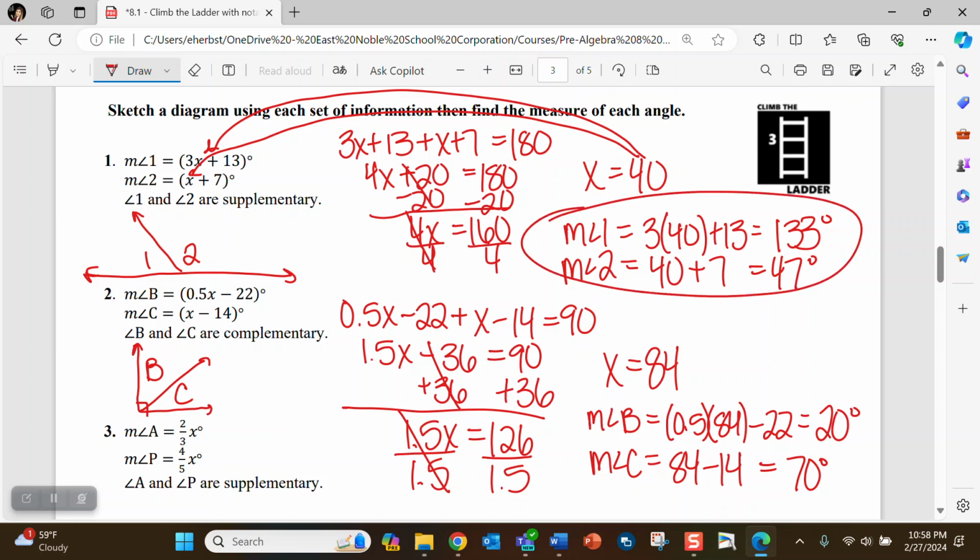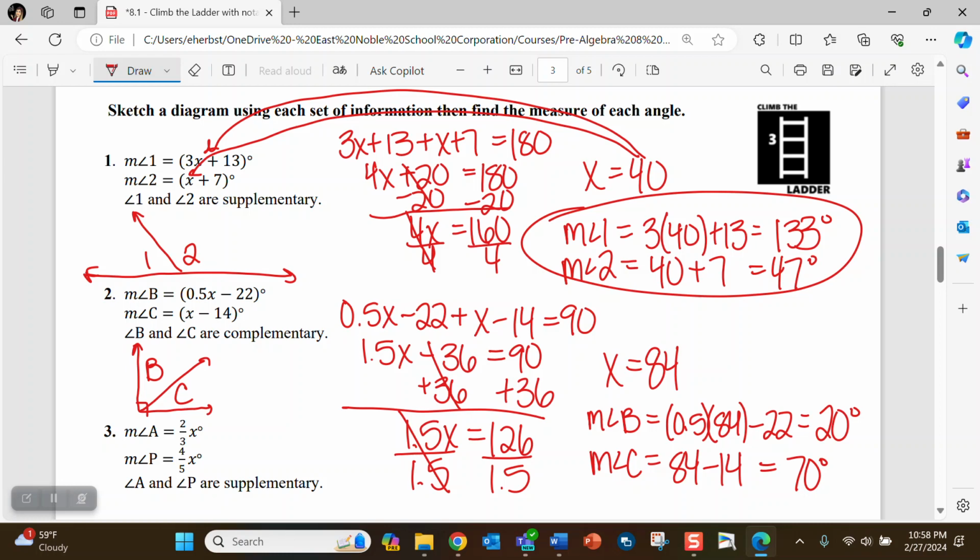The measure of angle 1 is 3x plus 13, so we're going to plug 40 in for x. 3 times 40 is 120, plus 13 is 133. For the measure of angle 2, 40 is x, so x plus 7, 40 plus 7 is 47.